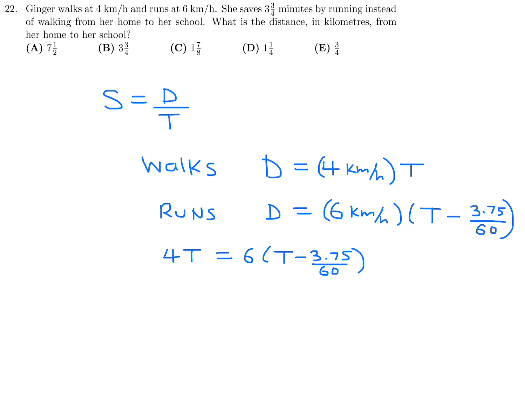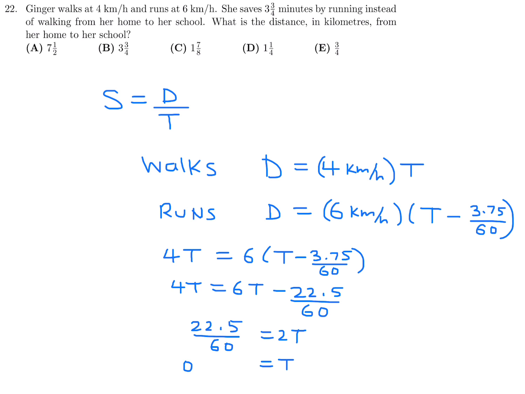All right. So here we go. Let's solve for this. 4T is equal to 6T minus 22.5 over 60. So 22.5 over 60 is equal to 2T. And looks like T is going to be 0.1875.